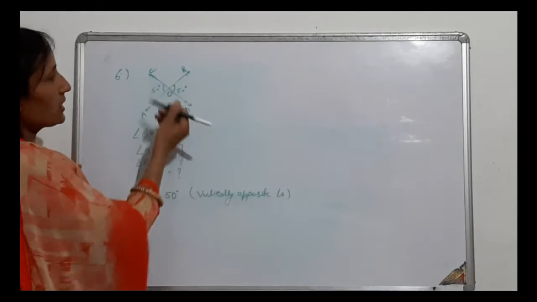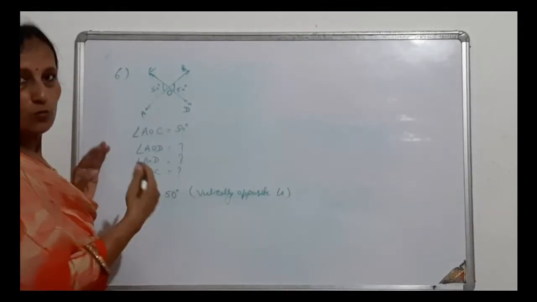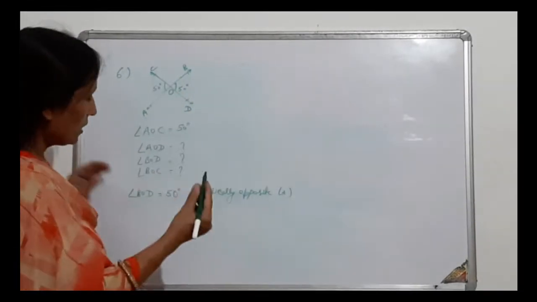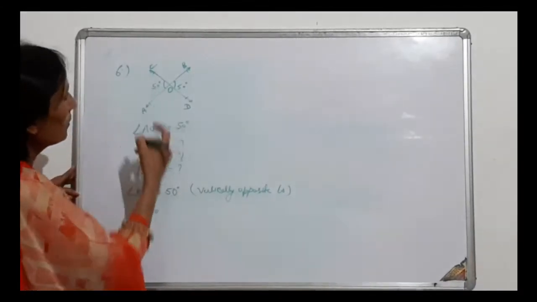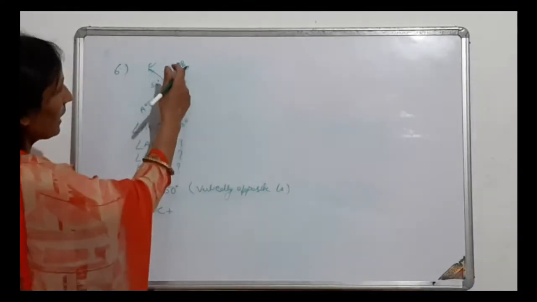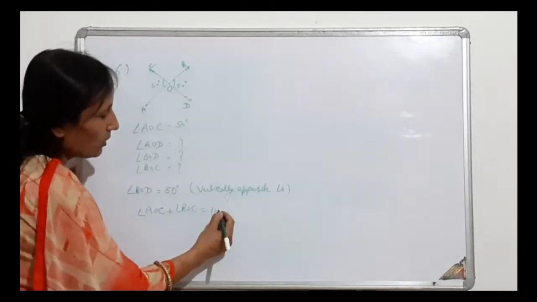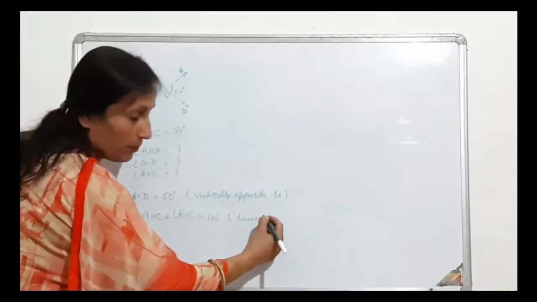So AOC is given already. So we have to find out angle BOC. So we will take the sum of both angles, and then we will write 180 degrees. Then we can find angle BOC. So right here, angle AOC plus angle BOC is equal to 180 degrees, because here you can write linear pair.